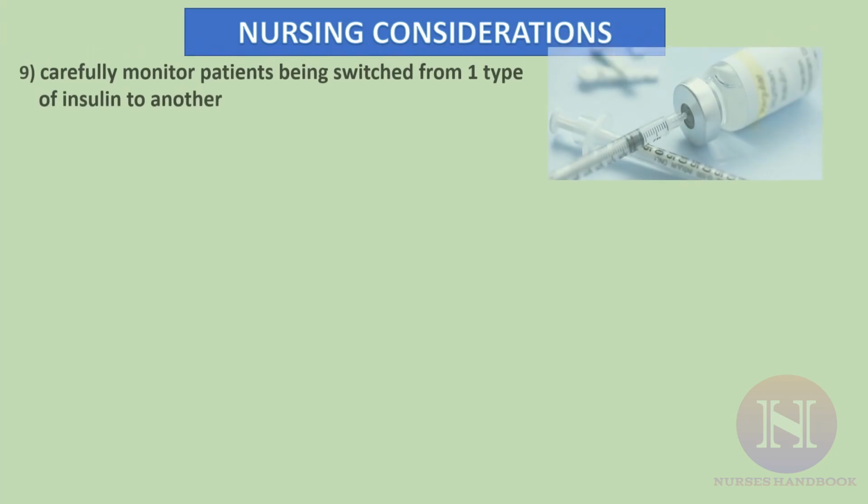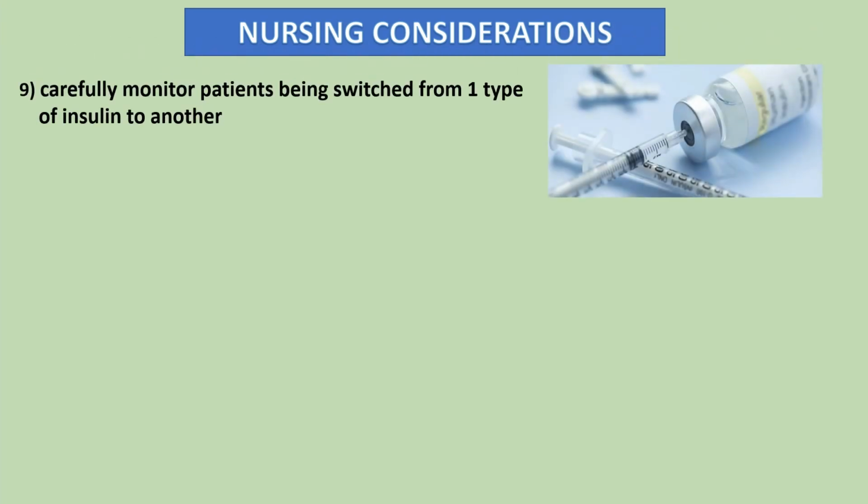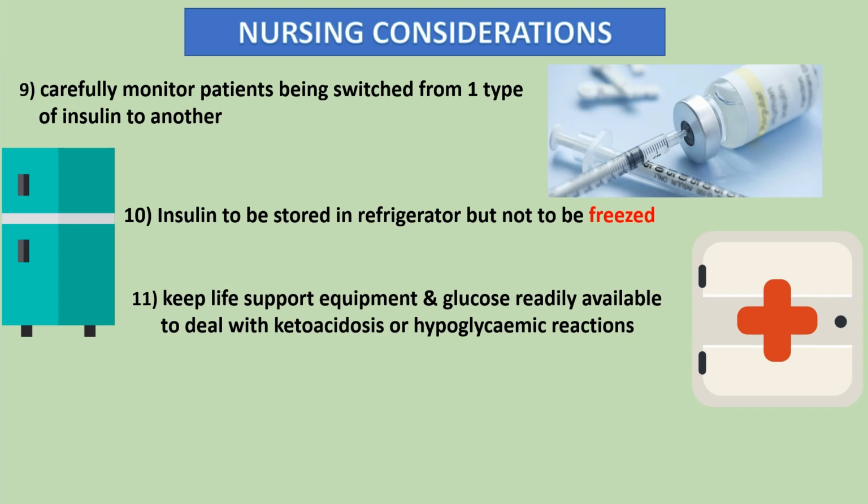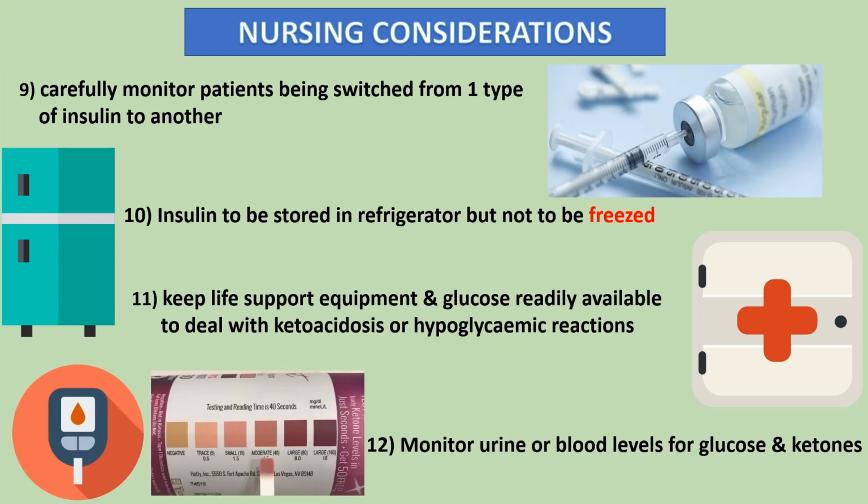Next is carefully monitor the blood glucose levels of the patient being switched from one type of insulin to another. Insulin needs to be stored in the refrigerator, but remember it should not be frozen. The opening date and time of vials should also be mentioned on the vial. Ensure the availability of life support equipment and glucose to deal with ketoacidosis and hypoglycemic reactions. Monitor urine or blood levels for glucose and ketones.